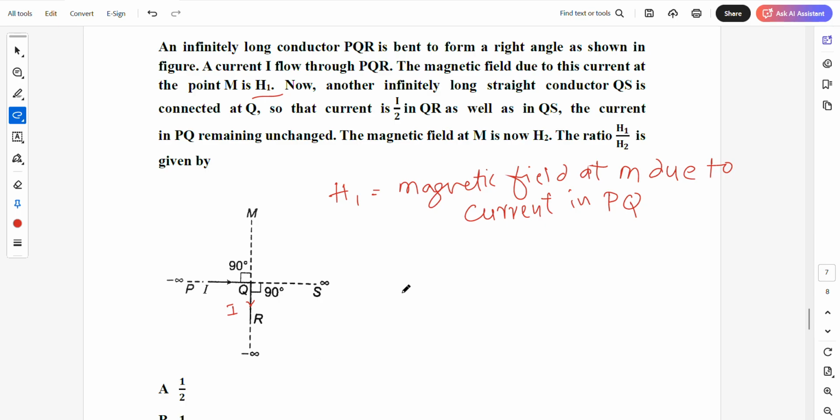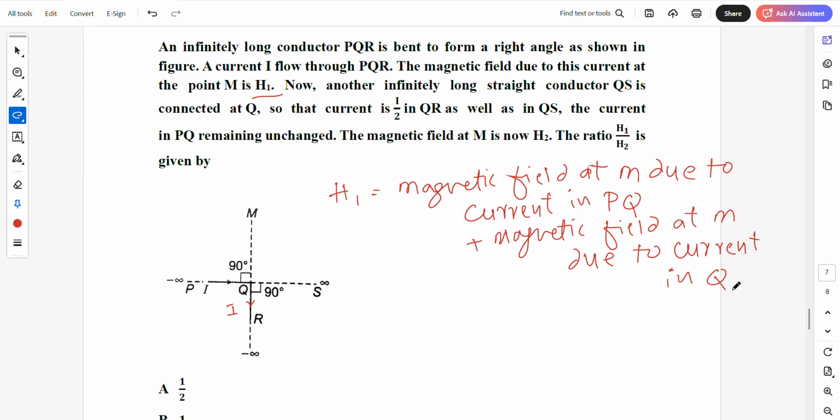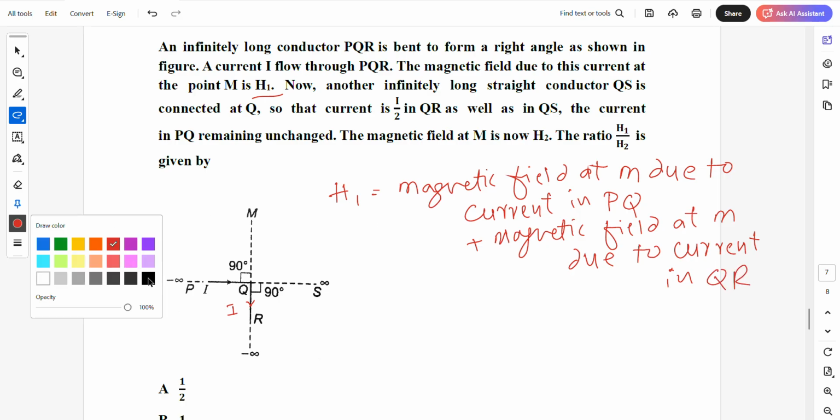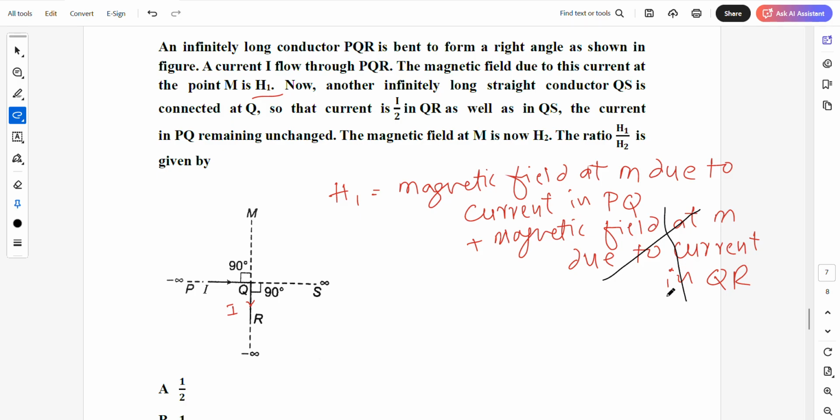In the second case, what happens? Magnetic field at M due to current in PQ plus magnetic field at M due to current in QR, because the same current flows here. But the magnetic field at M due to QR will not be there. So H1 is equal to H1 itself. Understood? They have given that the magnetic field at M is due to this one only.